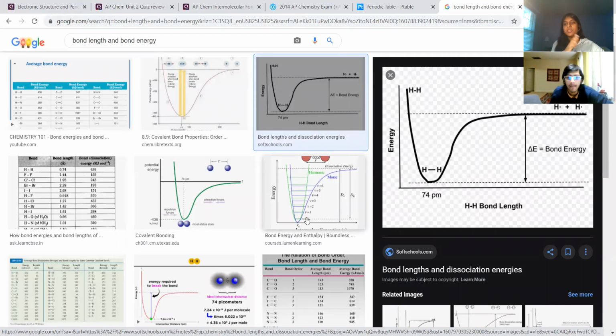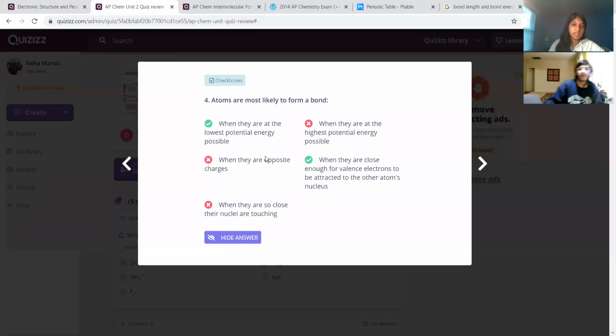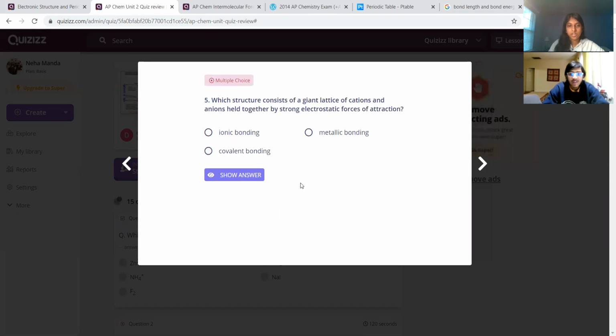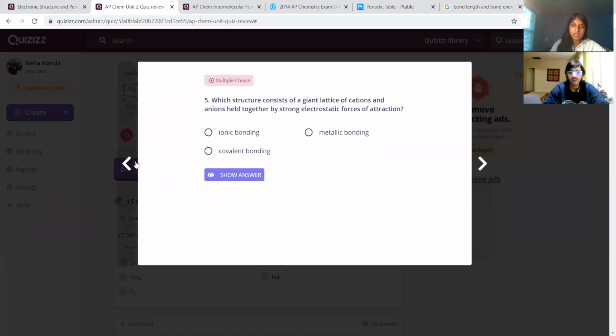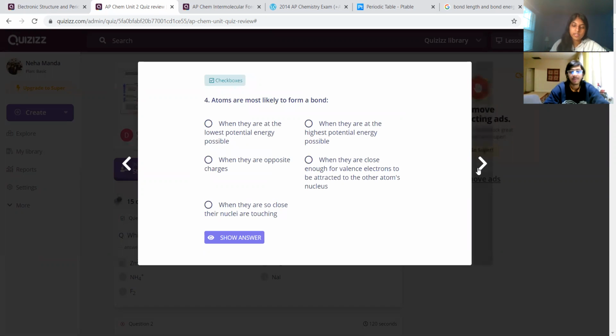We learned it for this unit, so I'm not that familiar with it. But I just know that when it's low potential energy, it's more likely to bond. And they don't talk about this in most books. Okay. And what was the other answer choice? It was when they're close enough for valence electrons to be attracted. Of course. That's obvious. So this is directly referencing that chart, I guess you could say. It also might be related to Coulombic attraction, maybe. Coulombic attraction, yes, for sure.